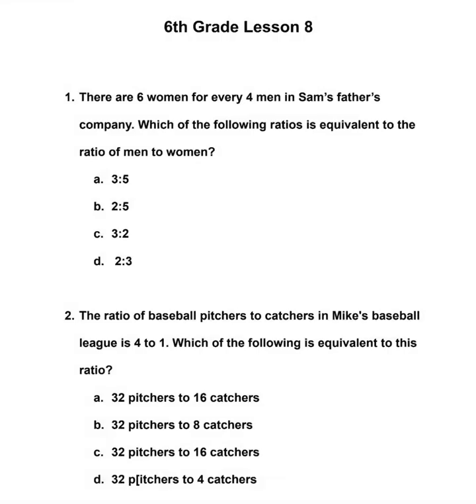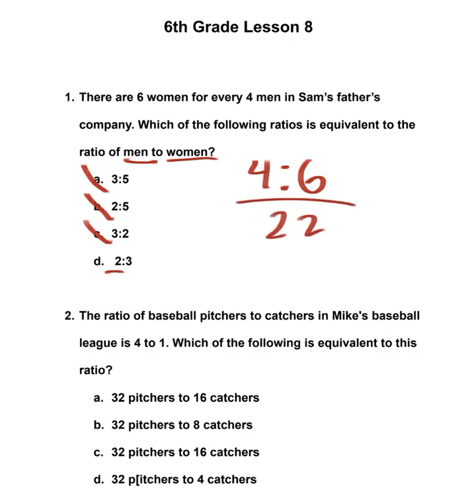Sixth grade, lesson 8. Number 1. There are 6 women for every 4 men in Sam's father's company. Which of the following ratios is equivalent to the ratio of men to women? So, men to women, there are 4 for every 6. To find an equivalent, we know that A is incorrect, B is incorrect, C is incorrect, and then for D, you just divide both sides by 2 and you get 2 to 3, D.